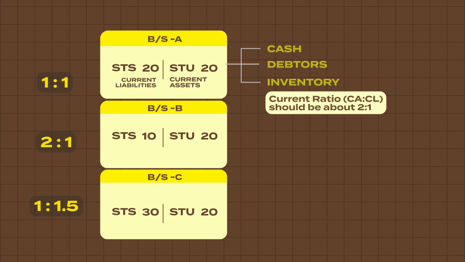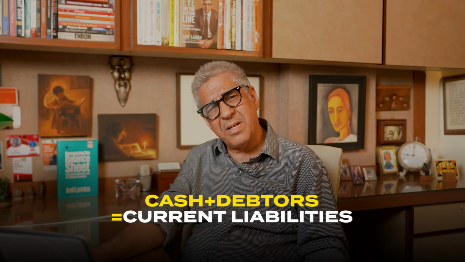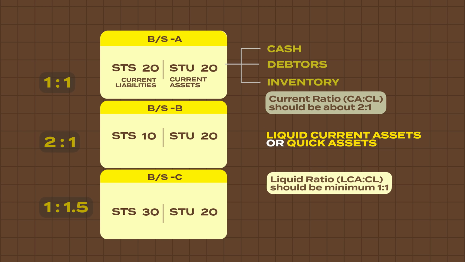But the question is, can B also get into trouble? Answer is yes. How? The payables are 10, the short-term assets are 20, but the question still remains, what's the breakup? Guys, if inventory cannot be used to pay the creditors, then if you eliminate inventory, the remaining, cash plus debtors, should be at least equal to the current liabilities. So folks, the cash and debtors are called liquid current assets or quick assets. And inventory is illiquid. And healthy organizations will not only try and maintain a current ratio of 2:1, but within a current ratio of 2:1, they must try and maintain a liquidity ratio, a quick ratio, of minimum 1:1.